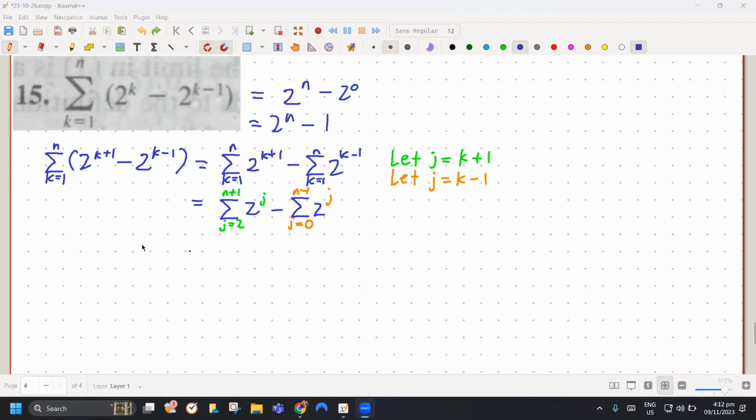So, i-evaluate pala to? N pala siya. 2 to the... Ganito, tingnan mo yung second sum. Ano ang meron sa second sum na wala sa first sum? Tingnan mo yung terms na meron yung second sum na wala sa first sum.